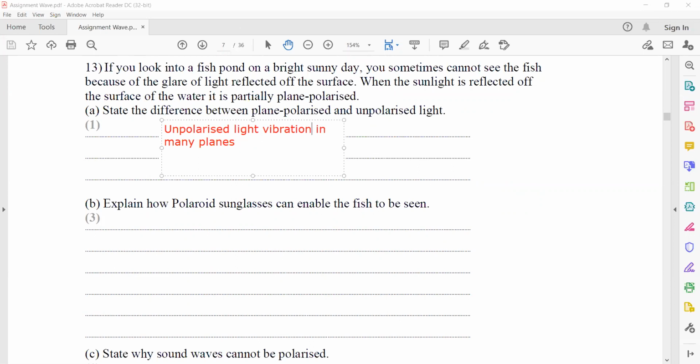Unpolarized light is having vibration in many planes, but polarized light is having vibration in one plane only.